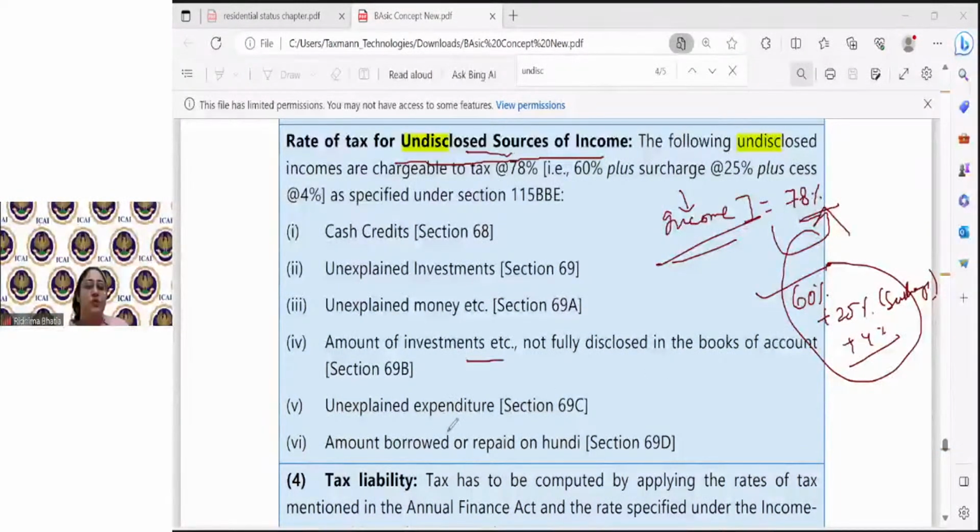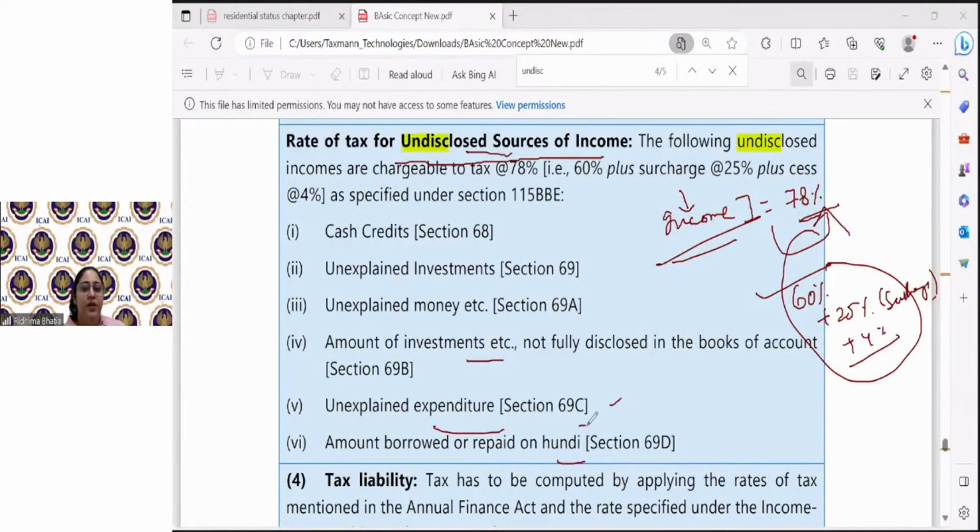Undisclosed source of income. You are making some expenditure, and you're not telling where the money for that expenditure came from. To do that expenditure, how that money came, you are not able to tell. So they will take it as unexplained expenditure, and whatever the unexplained expenditure is, they will treat it as income, and 70% tax will be levied on it.